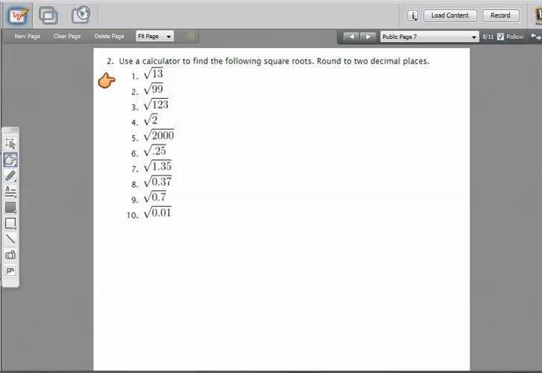All right, let's use a calculator to find the following square roots, round to 2 decimal places. So we're going to get some practice with rounding to the nearest hundredth as well. So the square root of 13, we should get 3.61 because we get 3.6055, so that does round to 3.61. The square root of 99 is 9.95. The square root of 123 is 11.09.